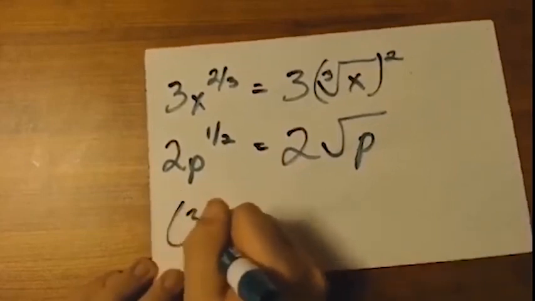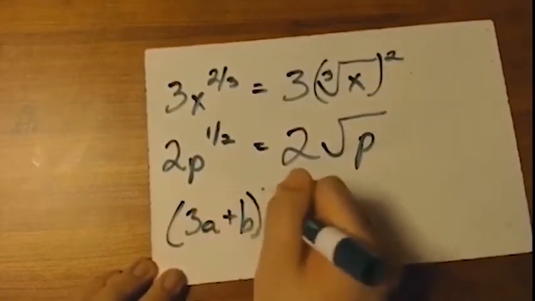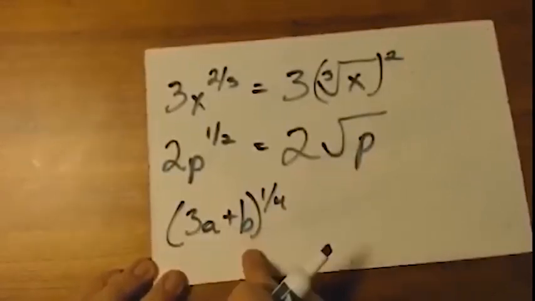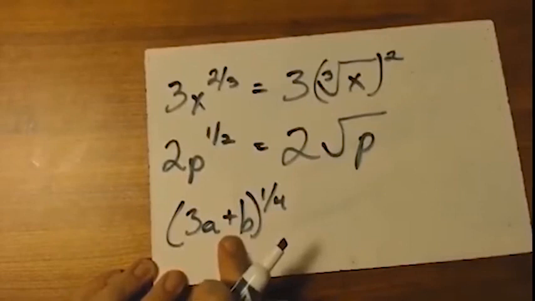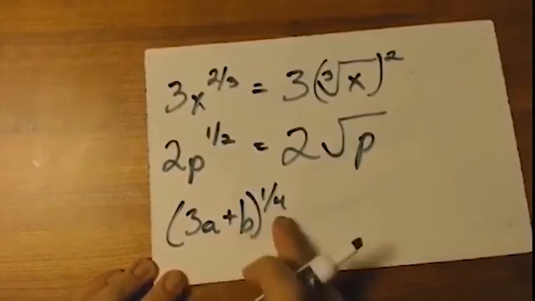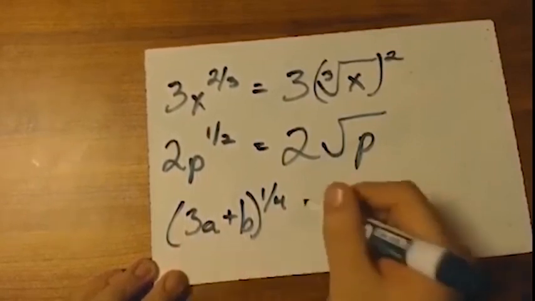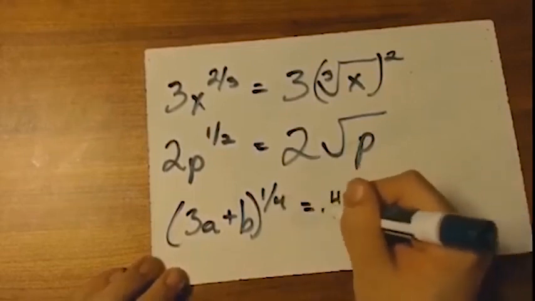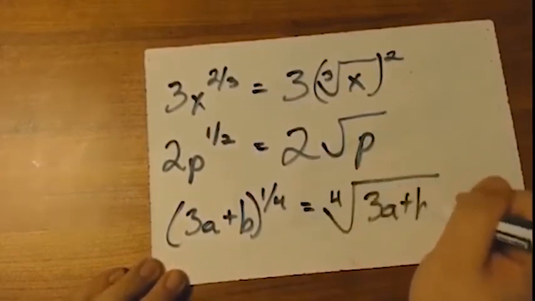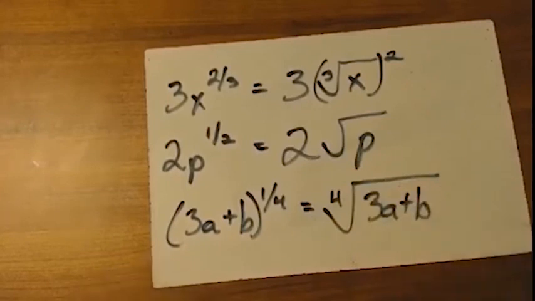G, 3a plus b to the 1/4. Don't try to give that 1/4 to everything. That plus in the middle locks us out of being able to do that. We can only give the 1/4 to everything inside parentheses when it's all factors, when it's all multiplied. 1/4 is 4th root. That's all we can do. 4th root of 3a plus b. Notice how much quicker they went once we took the numbers out of play, once we started taking roots of variables.